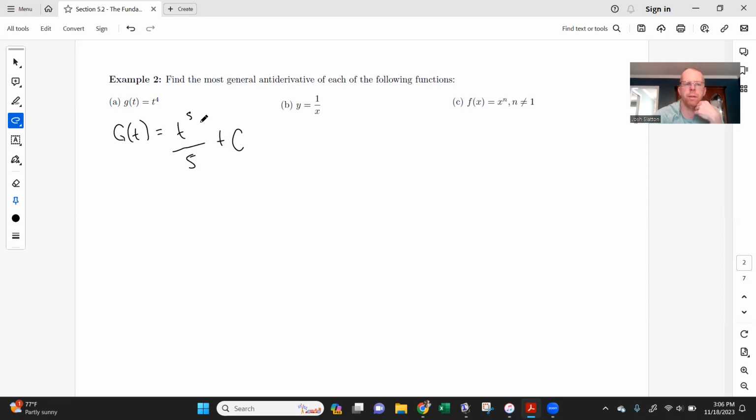So if we take the derivative of this, the derivative of that is 2 to the 4th, as it should be. The derivative of the constant is 0. So you always have to add that. And all the constant does to the graph of the function is move it vertically. So you're not changing the slope at all. And you're not changing the area under the curve by doing that.